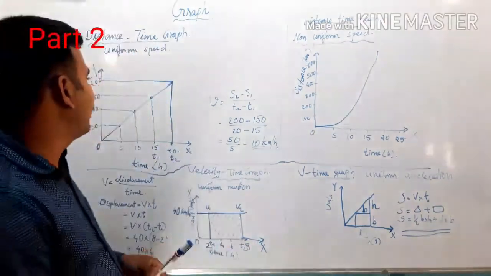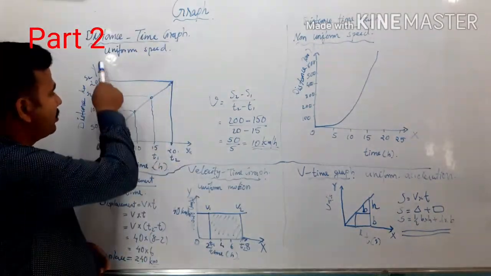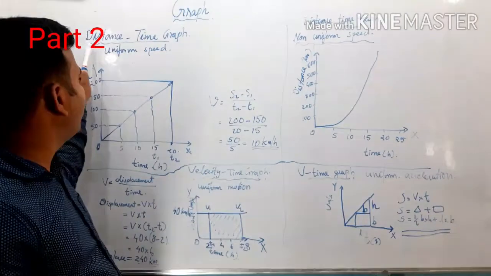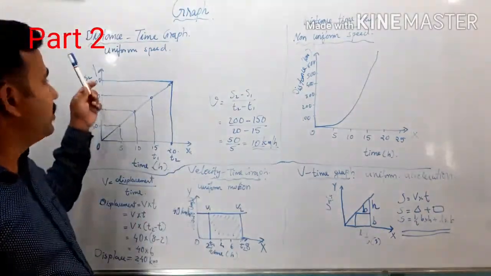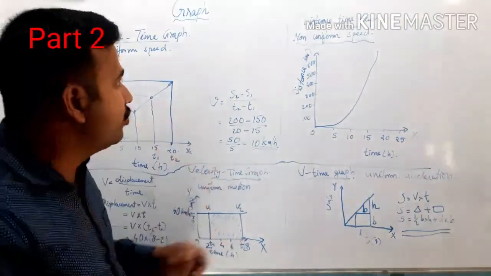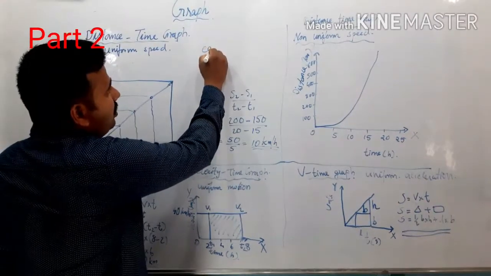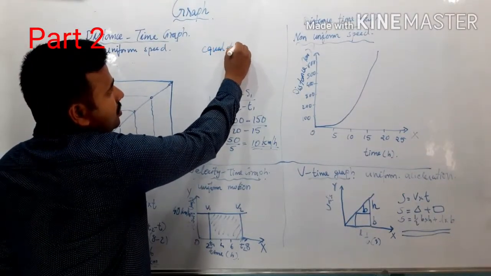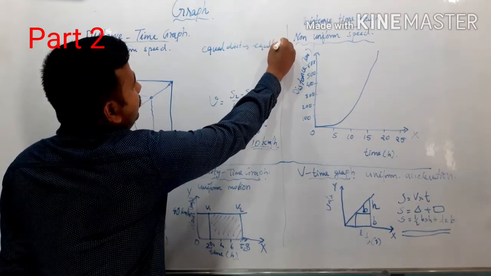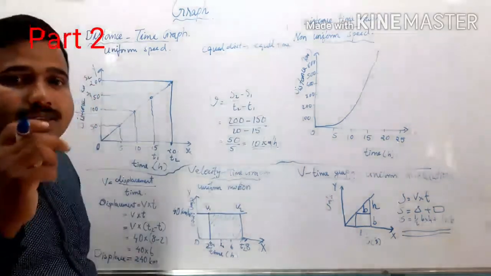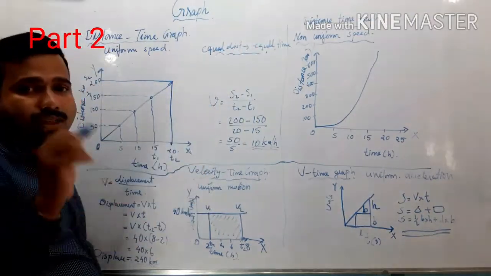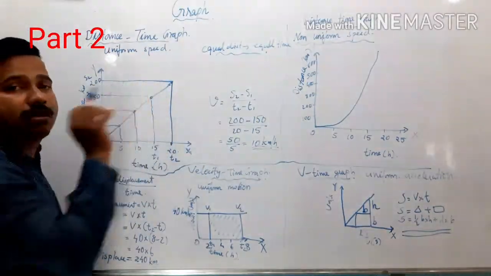There are two axes, one called the x-axis and another called the y-axis. First, let us consider how we can draw a graph for an object traveling with uniform speed. Already we discussed what we mean by uniform speed. If an object travels equal distances in equal intervals of time, such a motion is known as a uniform motion.